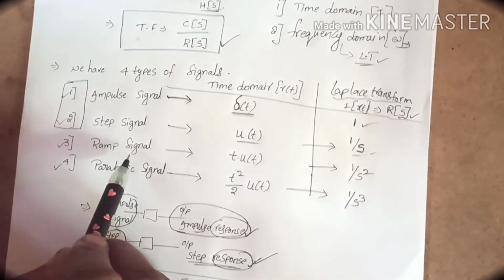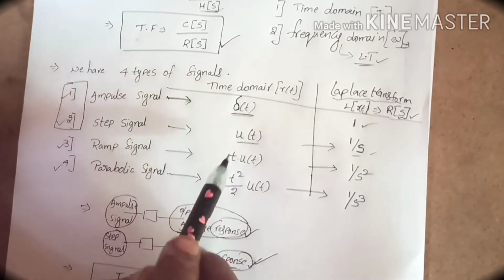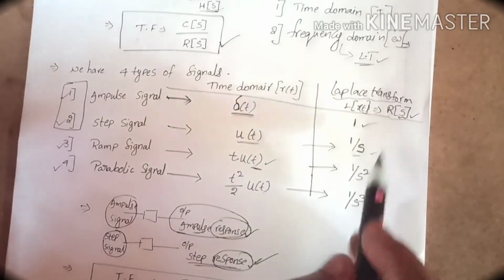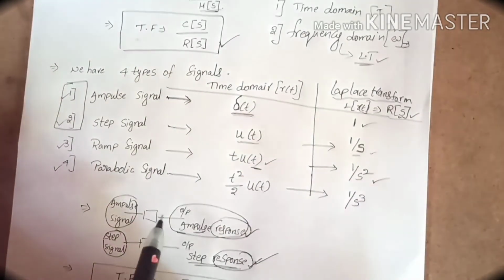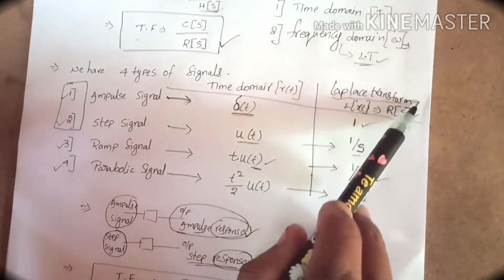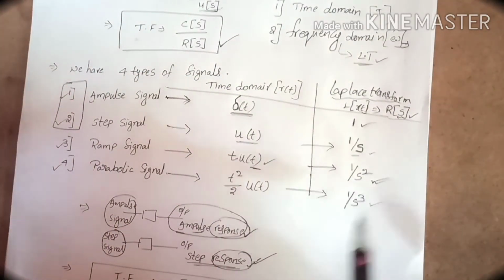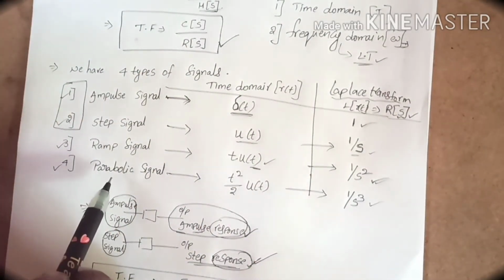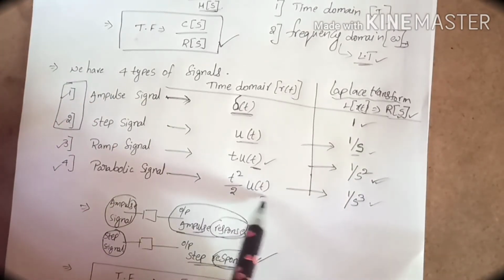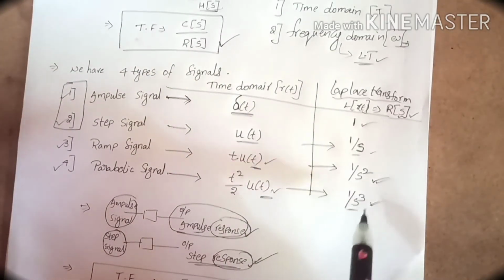Third one, ramp signal. This ramp signal we can write in time domain as t into u of t. In Laplace transform, 1/s square. So if we know the Laplace transform, these formulas can be very easy. Last and fourth signal, parabolic signal. In time domain, t square by 2 into u of t. In Laplace transform, 1/s cube.